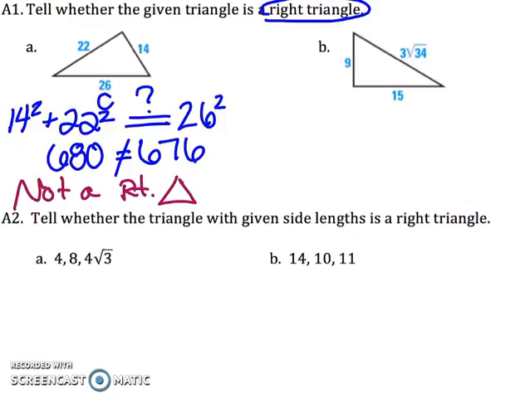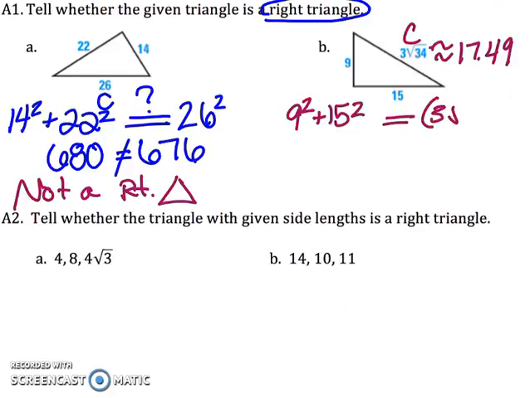Now let's look at example B. The 3 square root 34, it'd be helpful to know what this is approximately as a decimal. In this case, if you put this into your calculator, you'll get 17.49. So the longest length would be the 3 square root 34. So I'm going to call that my C value. So if I take my 2 shorter sides, if I take 9 squared plus 15 squared, I'm going to see if it equals 3 square root 34 squared.